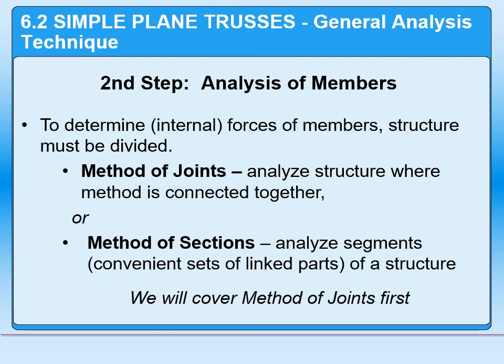They need to be in equilibrium. So we're going to use a calculation involving forces all acting at the joint. Or we can use the method of sections. In this case, we actually slice the truss or assembly up into a series of linked parts, and we look at that as its own structure, and we would analyze it using our equilibrium conditions.